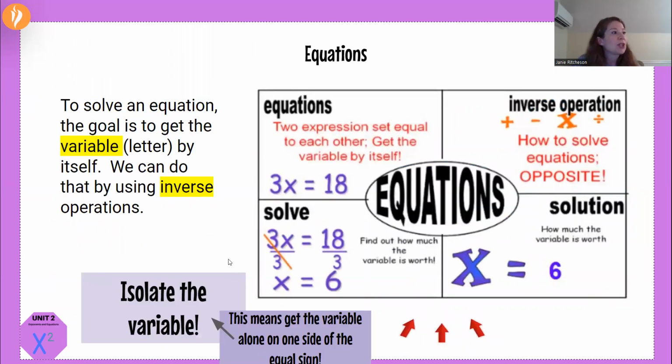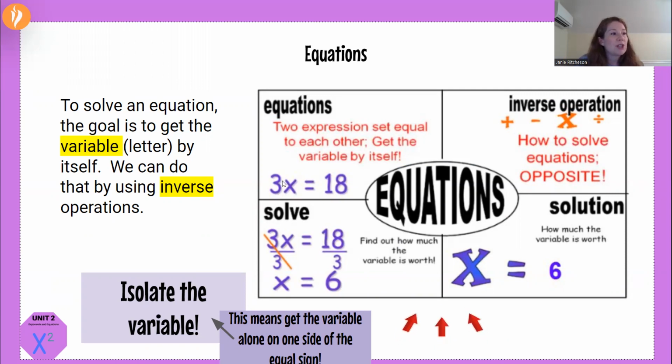To solve an equation, the goal of all equations, guys, is to get the variable by itself. We want the variable on one side of the equal sign by itself. And the way we do that is by completing the inverse operations, which simply means the opposite operation. So the opposite of addition, we would subtract. The opposite of multiplication, we would divide.